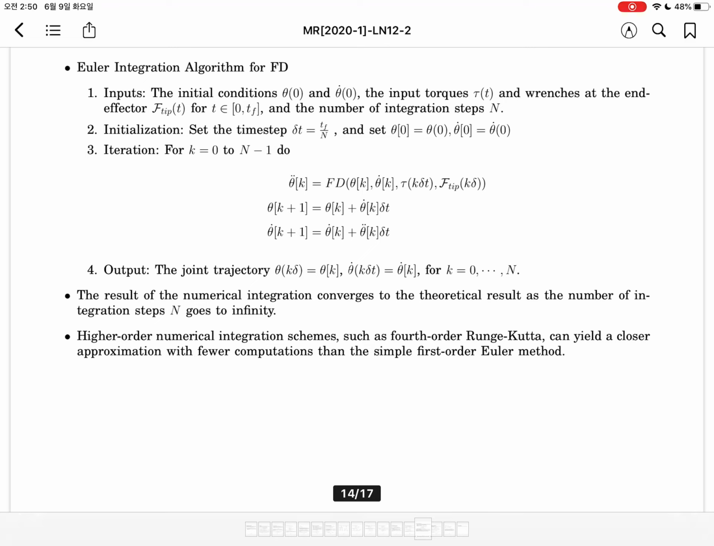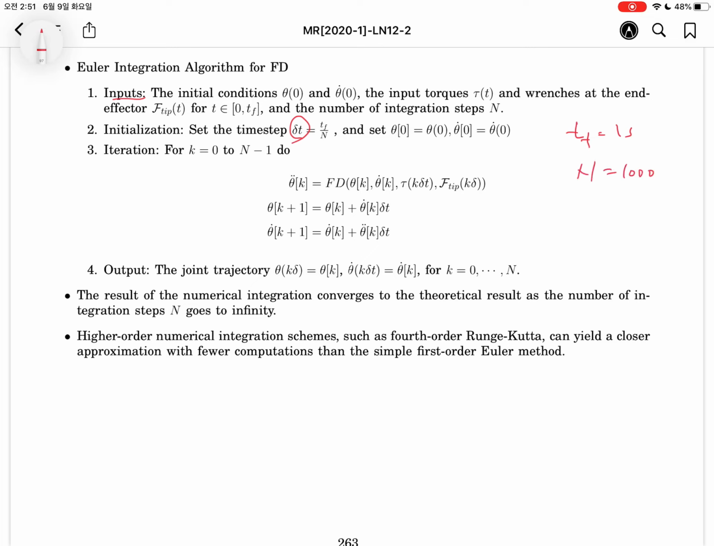Okay, the Newton-Euler integration algorithm to obtain the pole dynamics. Maybe you can understand the initial condition and the delta t. The final time is 1 second, and n is chosen as 1000, and delta t will be 0.001, 1 millisecond. Like this, we can determine the delta t, and for the given initial condition, k goes from 0 to n minus 1, from 0 to 999.